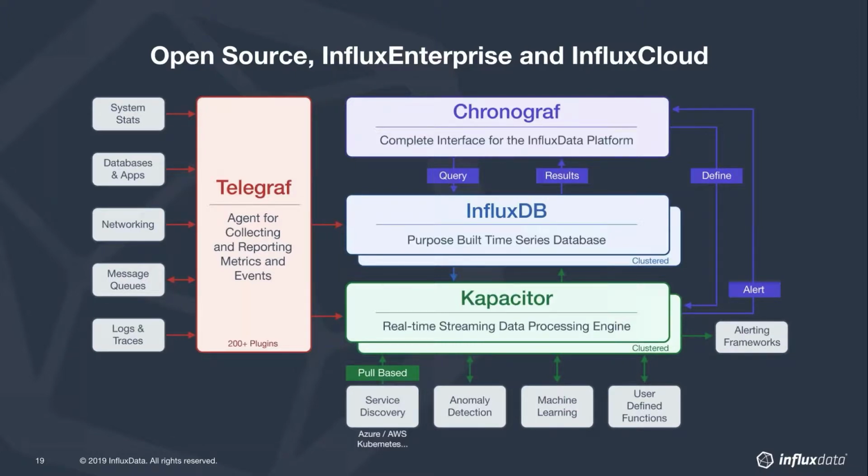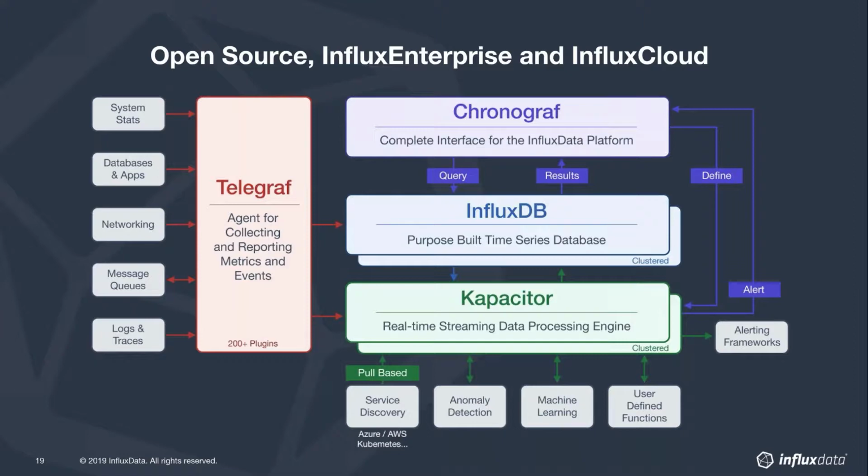So these are the 4 components of the TIC stack and how they interact with each other. Let's start with Telegraf. Telegraf has input and output plugins that you can use to receive inputs from various sources like system stats, networking, logs, and traces, and then you can output using output plugins. You can output to various destinations, one of which is InfluxDB, and a number of other databases as well.